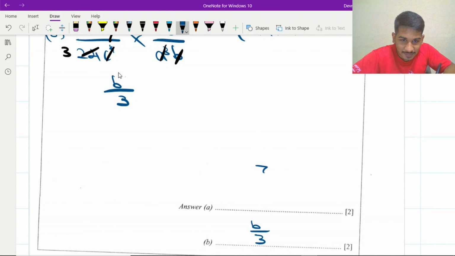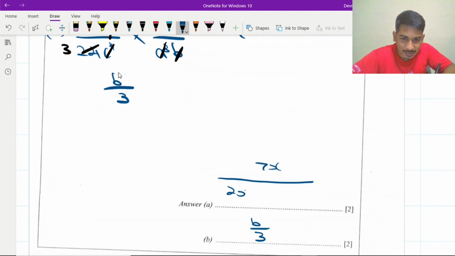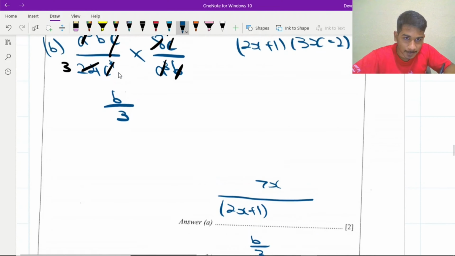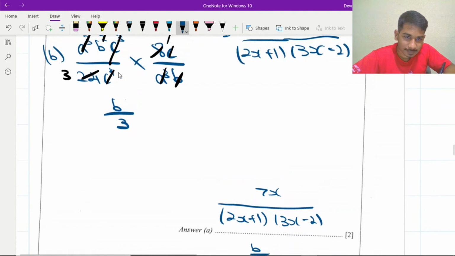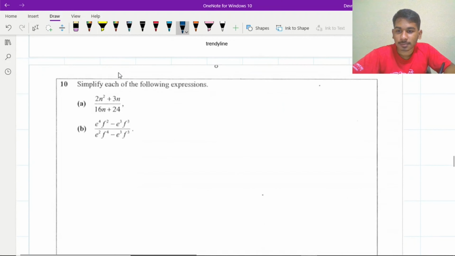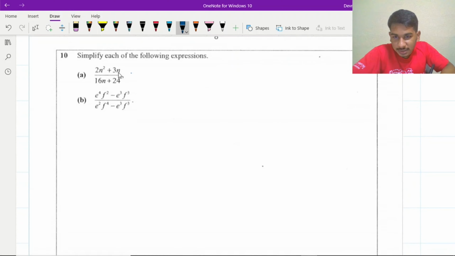So that is going to be that. 7x over 2x plus 1 times 3x minus 2. Okay, let's go. Simplify each of the following expressions. For fractions, always factorize to simplify them. If they have common factors, we can take them out. So we have n, that's a common factor that I can see immediately. It's going to be 2n plus 3.